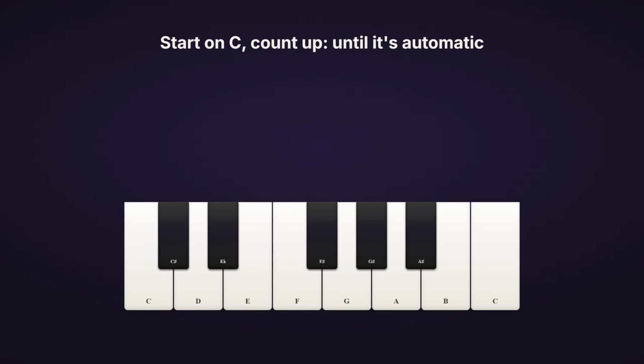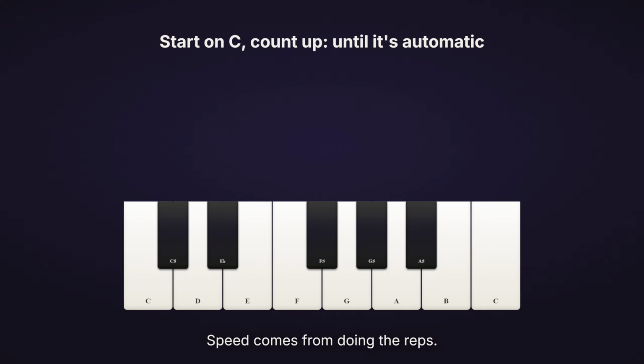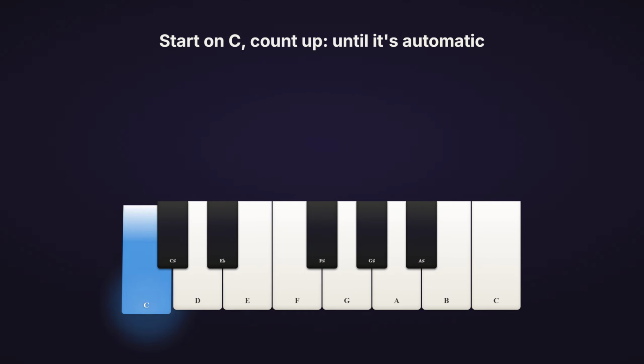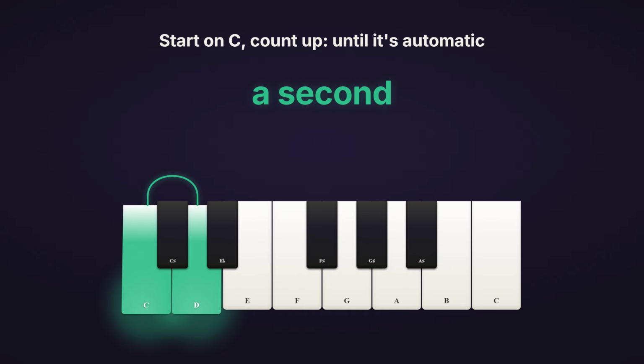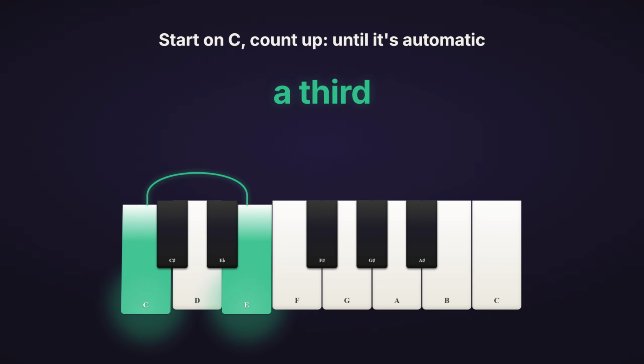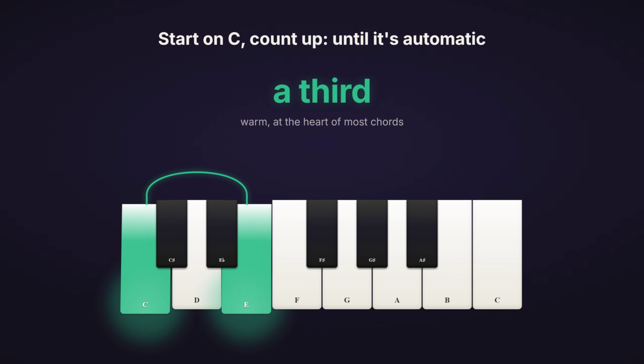Let us walk a few of these on the keyboard, one after another, until the counting starts to feel automatic, because the truth is that speed only ever comes from doing the repetitions. We are going to keep it simple. Start on C every single time, and count up. First, C to D. 2 letters, C and D, so that is a second, the smallest step you can name with a number. Next, C to E. 3 letters, C, D, E, so that is a third, the warm, full sound that sits right at the heart of most chords. Now stretch a little further.